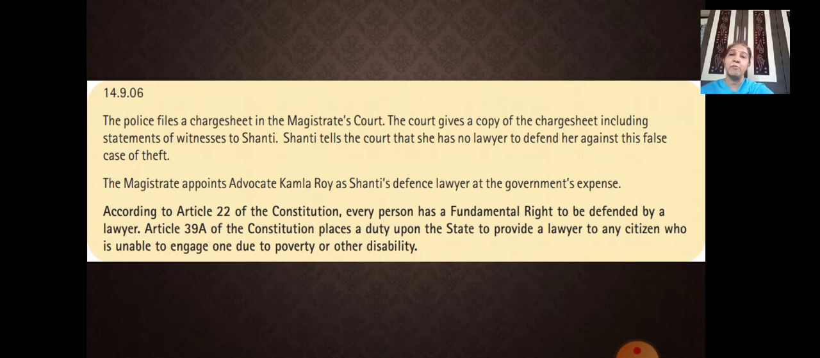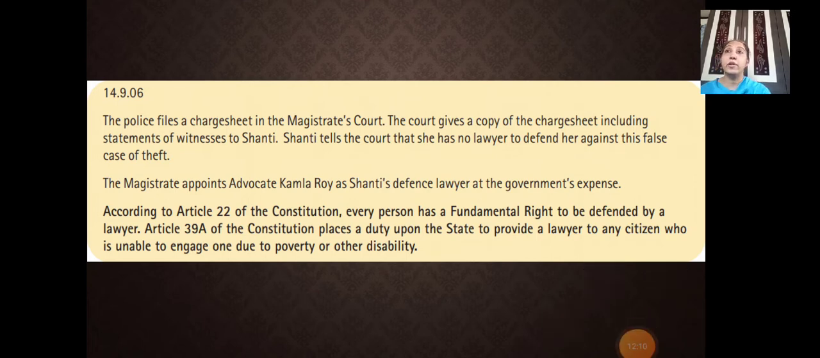See why this case has been given to you, to make you understand. If a person is not able to hire a lawyer, then the magistrate has to give an advocate to defend that person. The lawyer will be given to them at the government's expense. According to Article 22 of the Constitution, every person has a fundamental right to be defended by a lawyer. According to Article 39A of the Constitution, the state has a duty to provide a lawyer to any citizen who is unable to engage one due to poverty or other disability.